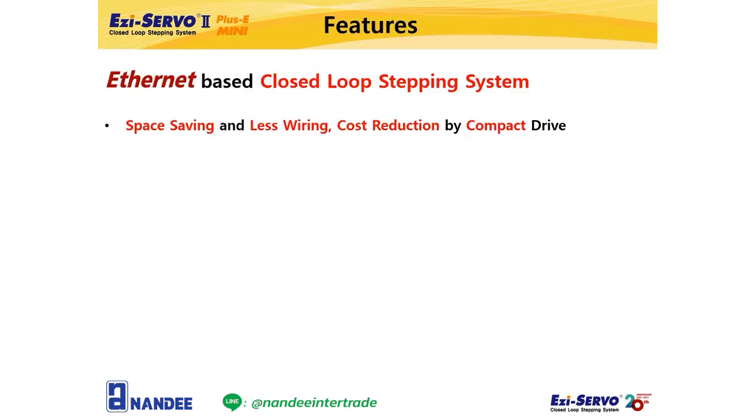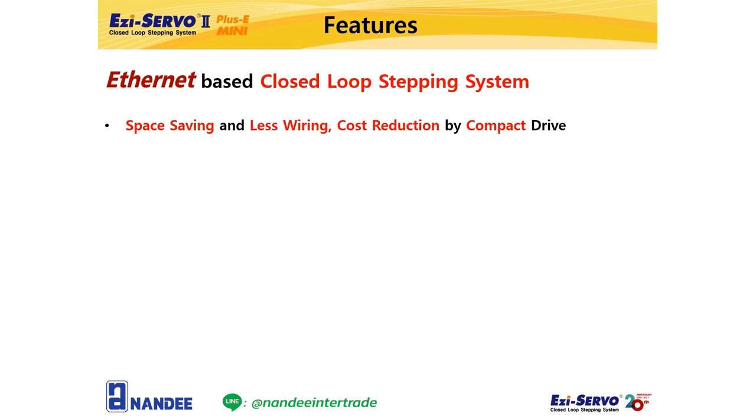Also, Easy Servo 2 plus E-mini's compact size allows direct installation on the robot. So, wiring can be reduced. Thus, you can save space and the wiring would be simple. Space saving and less wiring can reduce cost. Actual examples will be explained later.